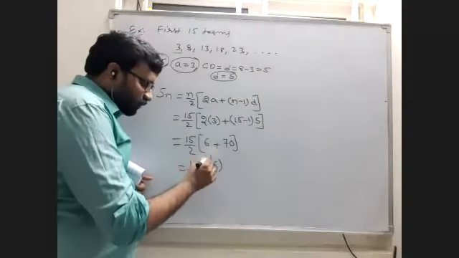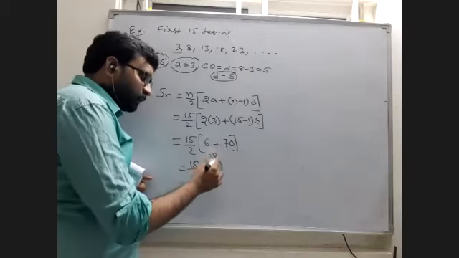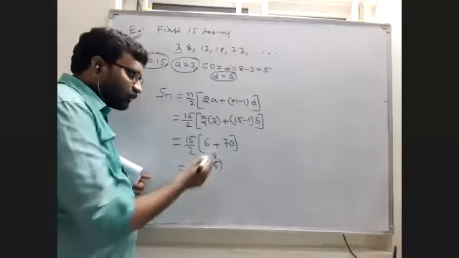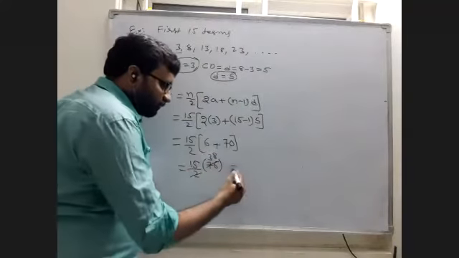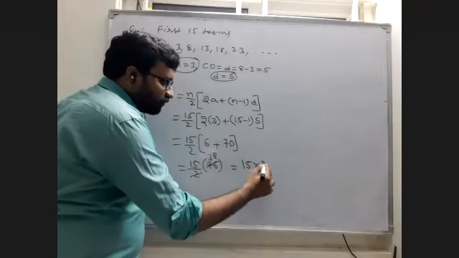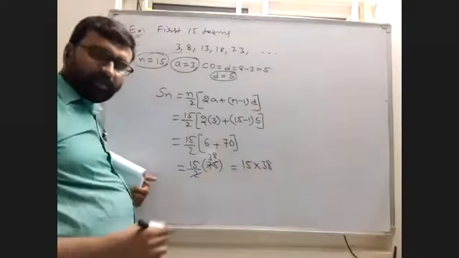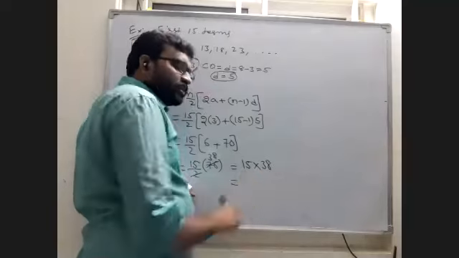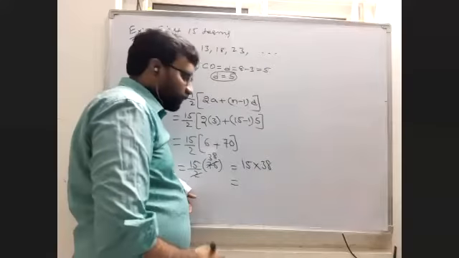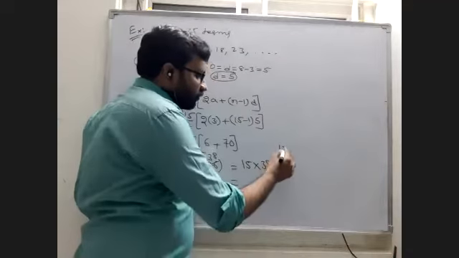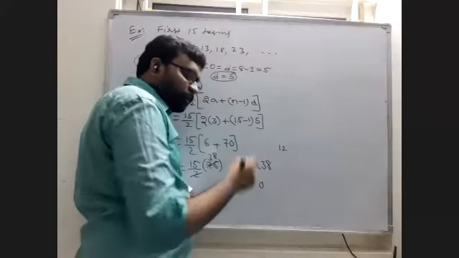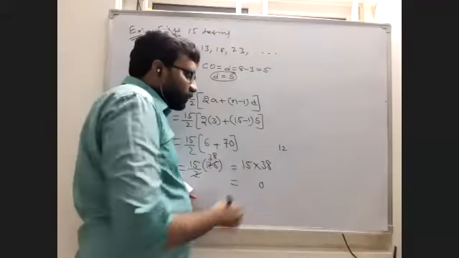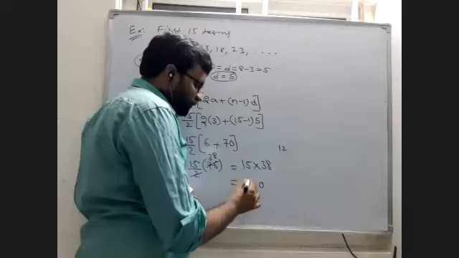2 ones are 2, 2 threes are 6, 2 eights are 16. 38 twos are 76, so it is equal to 15 into 38. Now multiplication. 15 eights are 120, that is 0 and carry 12. 15 threes are 45, 57, so 570.